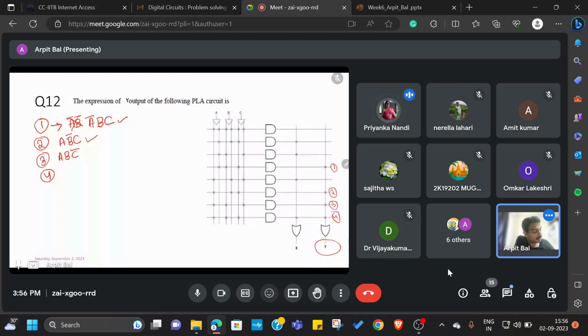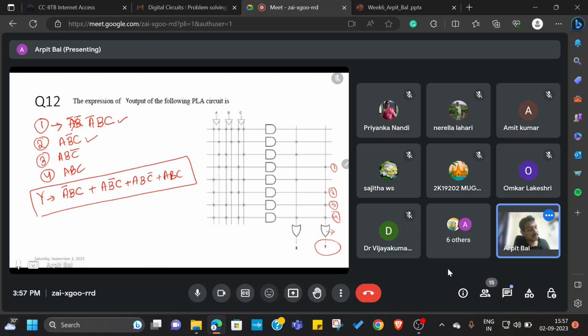ABC. Correct. So we can see that there is an OR gate. Whatever terms we arrived at, we just need to take the OR of them: A bar B C plus A B bar C plus A B C bar plus A B C. So this is the expression of the Y output. Does anyone have any doubt in this question, or is everyone clear?